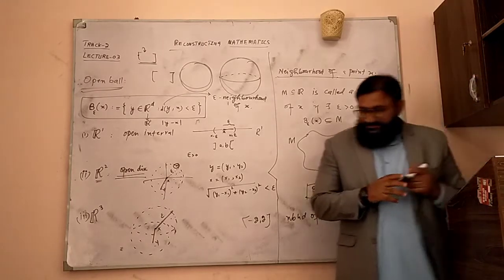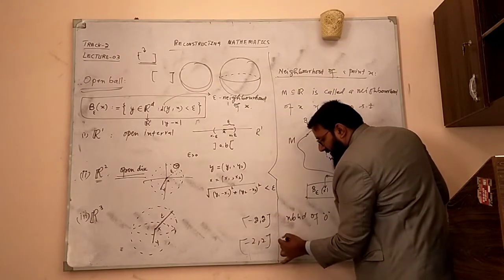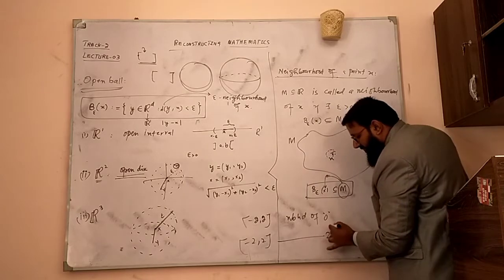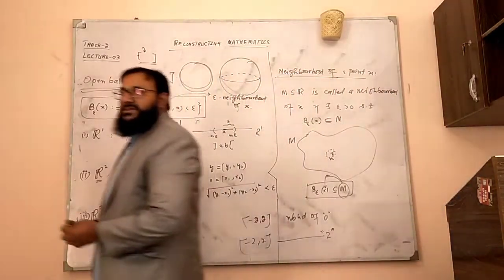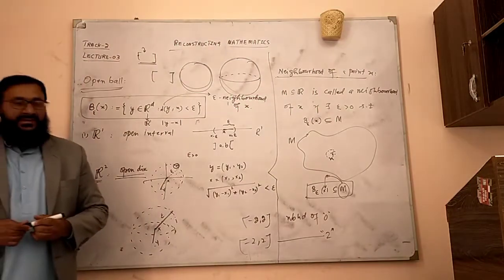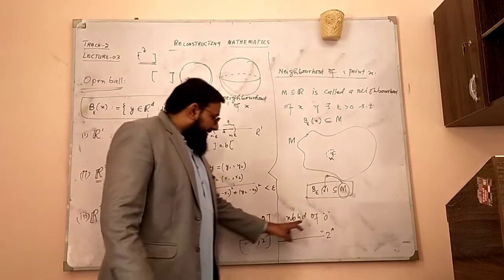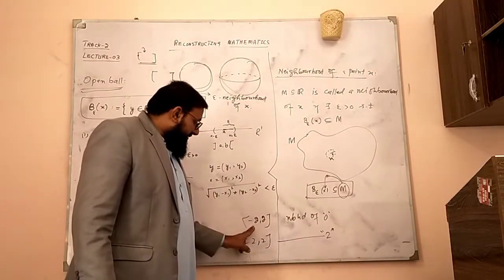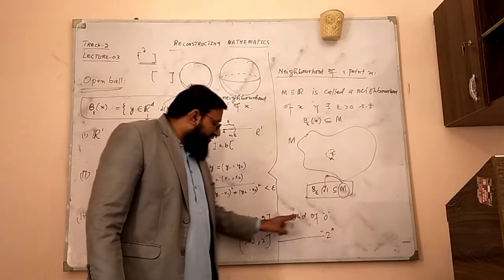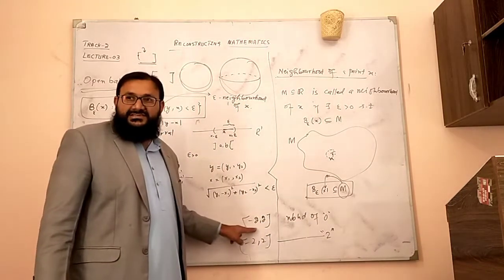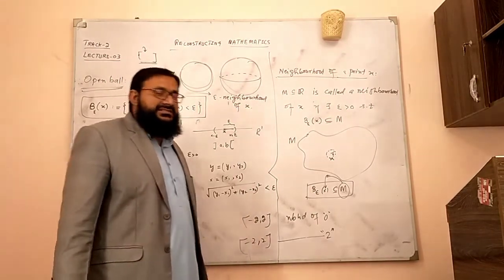So, is this a neighborhood of 2? No. Because 2 lies on the boundary. Yes, sir. So this set is not a neighborhood of 2. And this set is a neighborhood of 0, because 0 is an interior point of this set.